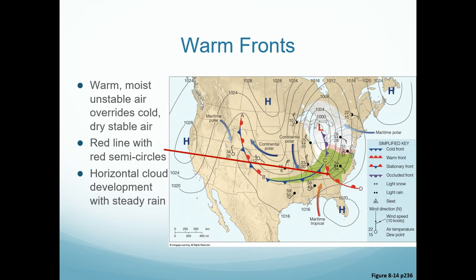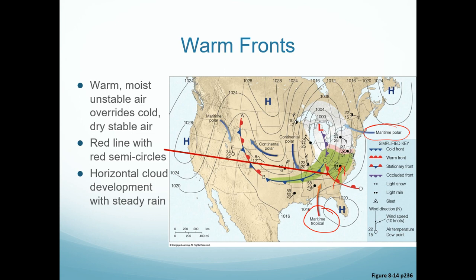Now let's talk about a warm front. A warm front indicates where you have warm, often moist air. It doesn't have to be moist. You could have continental tropical air. But you have warm air that is overtaking a mass of colder air. So we indicate that with a red line with red semicircles pointing in the direction of the front's movement.